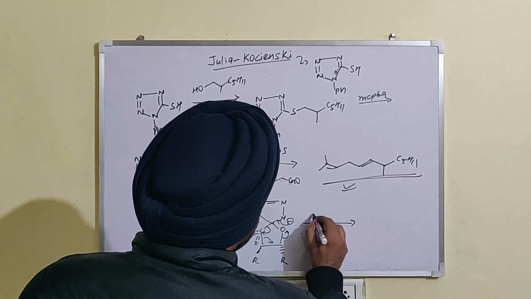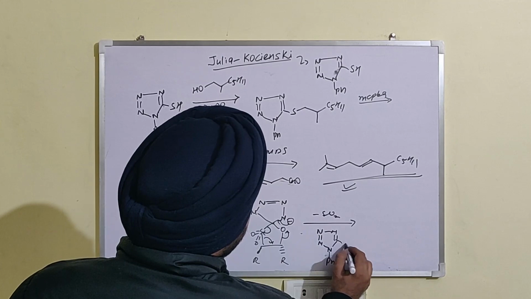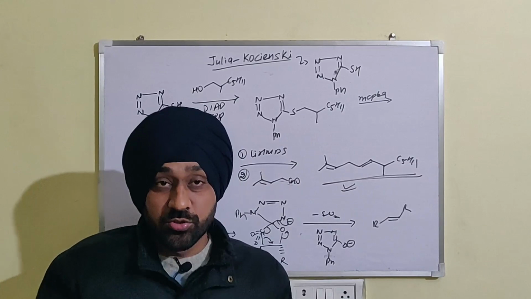Minus SO2 and NPh, and here we have O minus. And the olefin that we get is trans. So the mechanism is absolutely similar to the previous case. So these are the two things that you should be absolutely aware of in the case of the Julia olefination reaction.